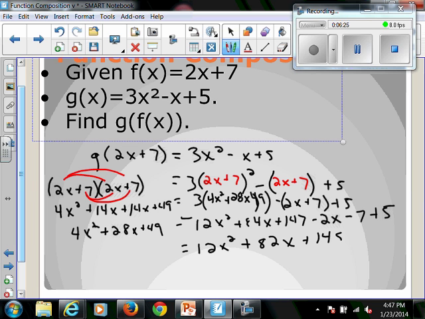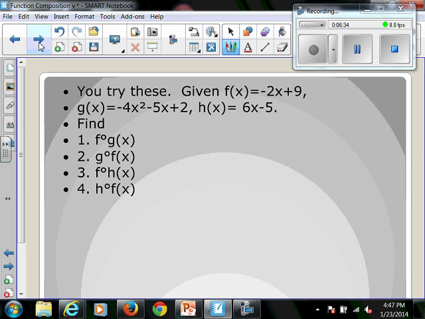Again, we're going to check next. We check the same way as we did back in problem number 1. Okay, I give you 4 problems. You try these 4 problems.